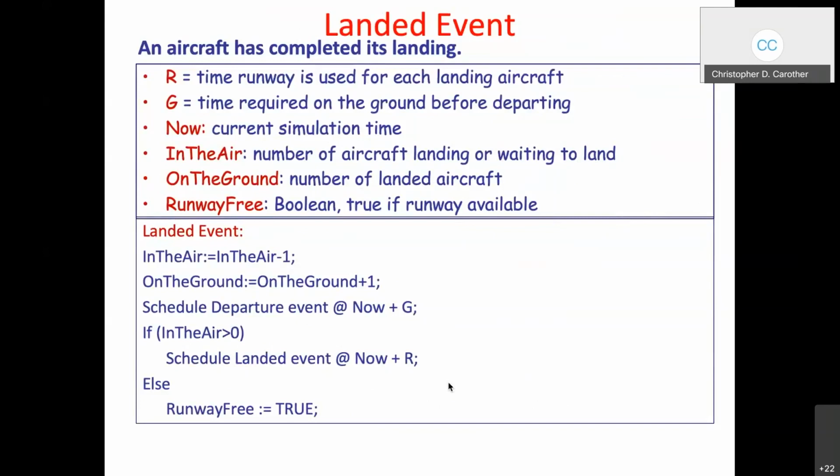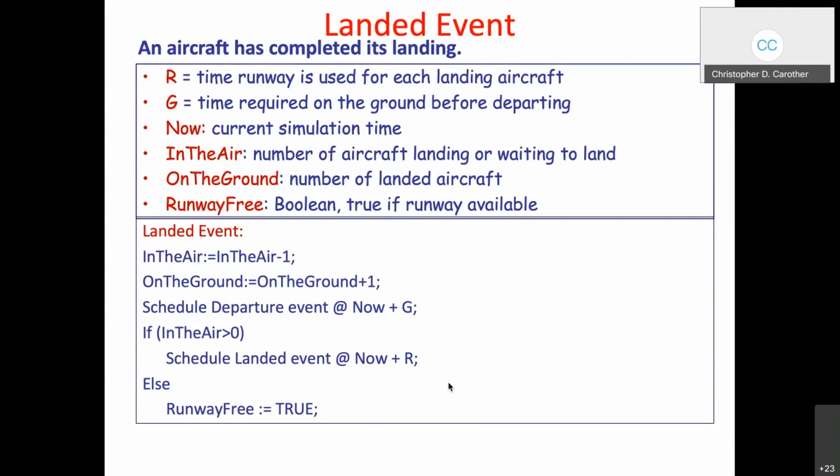Now that the plane has actually landed at the airport, we're going to schedule into the future at time now plus G. But in fact, time now is really the previous time now plus R that we were just at. So it'll be at time now plus the ground time. So that's the time we're on the ground. And so we'll be scheduling that departure event in the future.